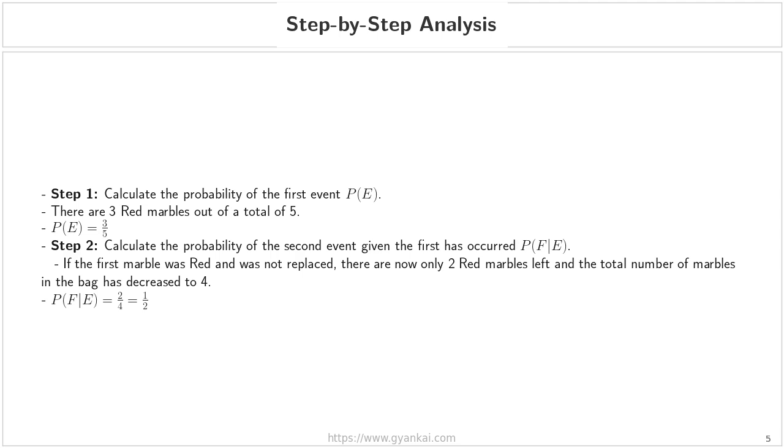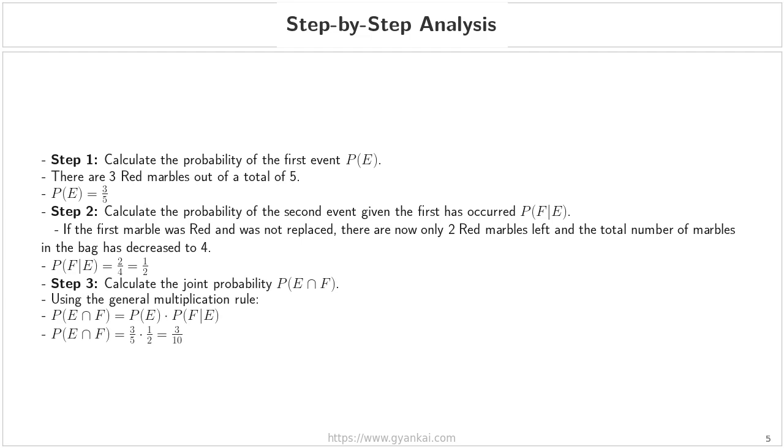Therefore, the probability of the second marble being red, given the first was red, is 2/4, which simplifies to 1/2. In step 3, we calculate the joint probability, which is the probability of both events E and F happening together, written as P of E intersection F. To do this, we use the general multiplication rule we discussed earlier. We multiply the probability of the first event by the conditional probability of the second. So, 3/5 multiplied by 1/2 gives us a joint probability of 3/10.